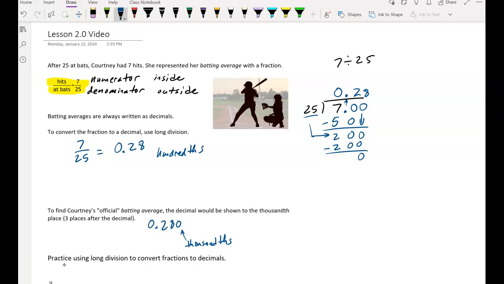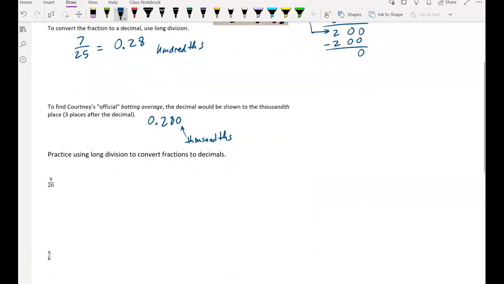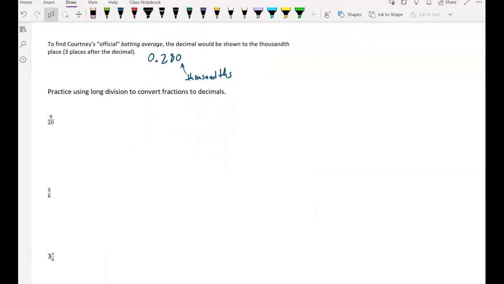Okay, now we're going to do some practicing of long division. Just a few more practice problems, because there's nothing wrong with doing a little practice. All right, so as we can see here, we have 9/20. Remember what I said. The numerator goes on the inside, so that's the 9. Denominator goes on the outside, that's the 20.